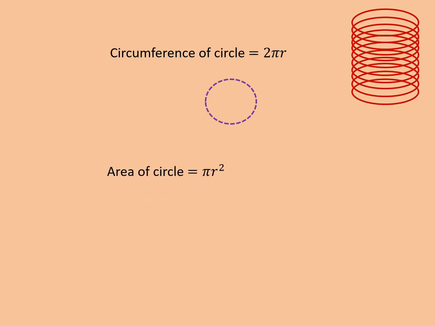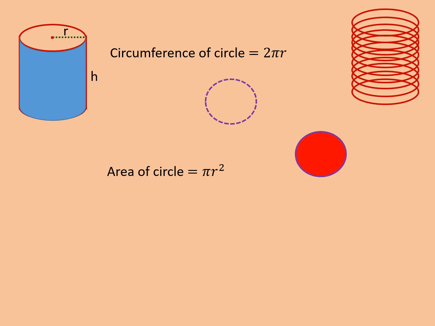So the next part we are doing is the area of a circle. You know the area of a circle is indicated by the red circle. The inner red color, the space occupied by the circle, is known as the area, and the formula for finding the area of a circle is nothing but pi r square.